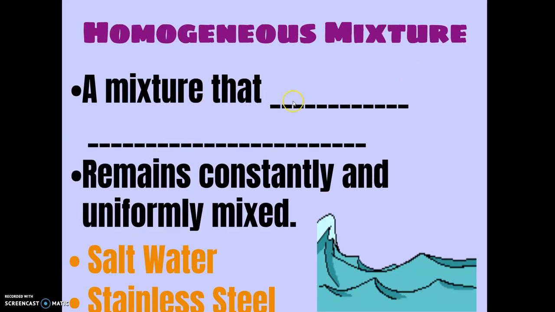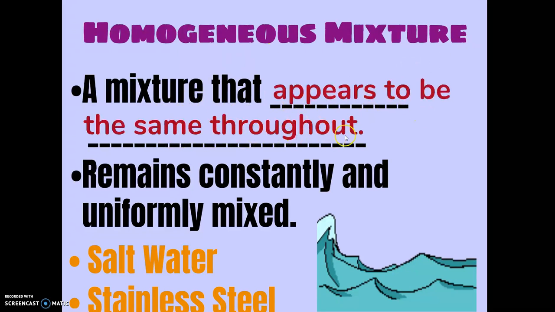Homogeneous mixtures are mixtures that appear to be the same throughout. So if we mix our Kool-Aid really well, we'll have a homogeneous mixture where you can only see one phase. You can't see different parts. And if I pour you a glass and I pour me a glass, we're basically getting the same thing. So examples would be salt water. The salt is evenly distributed throughout.